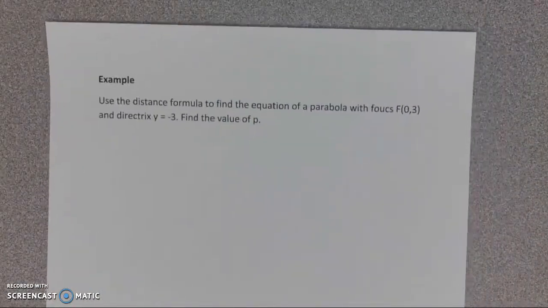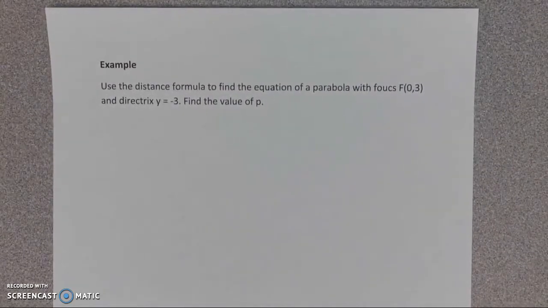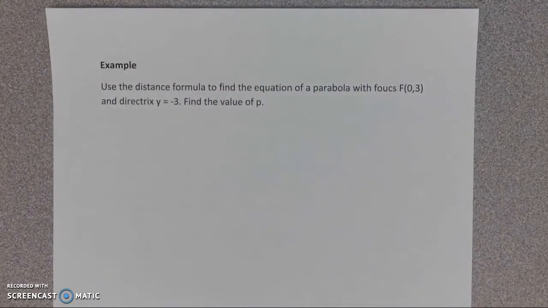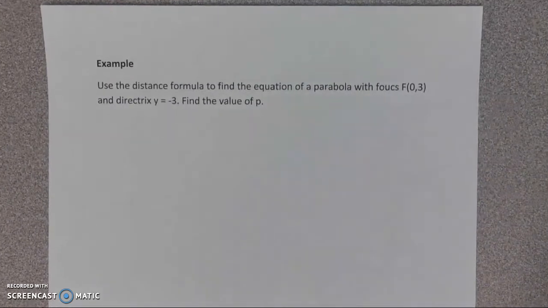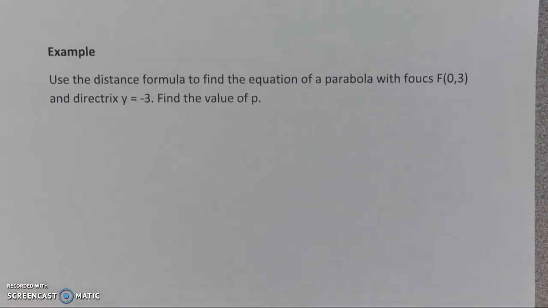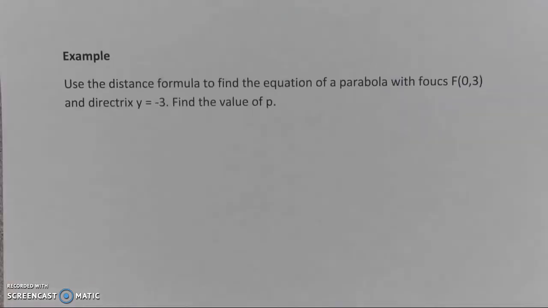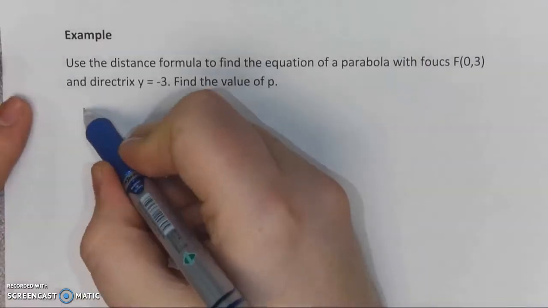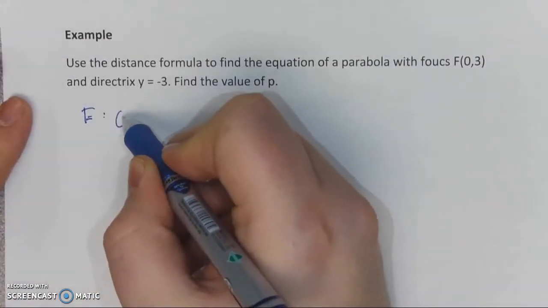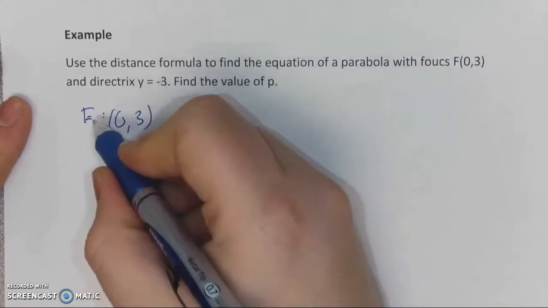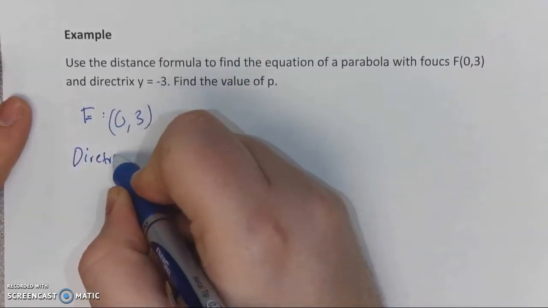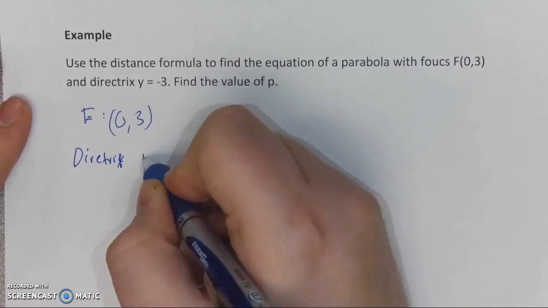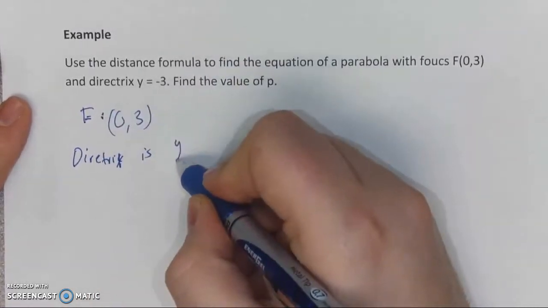So here's your example. Use the distance formula to find the equation of a parabola with focus F(0,3) and directrix y equals -3. And then they ask you to find the value of p, which we will use our formulas to do. So I know the focus is (0,3). I know the directrix is y equals -3.